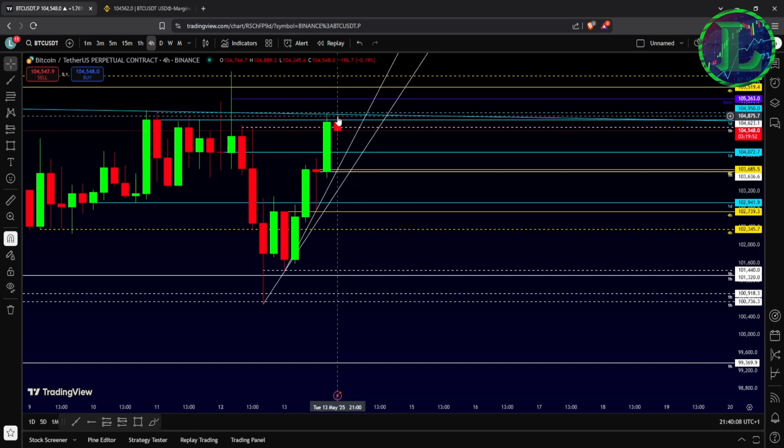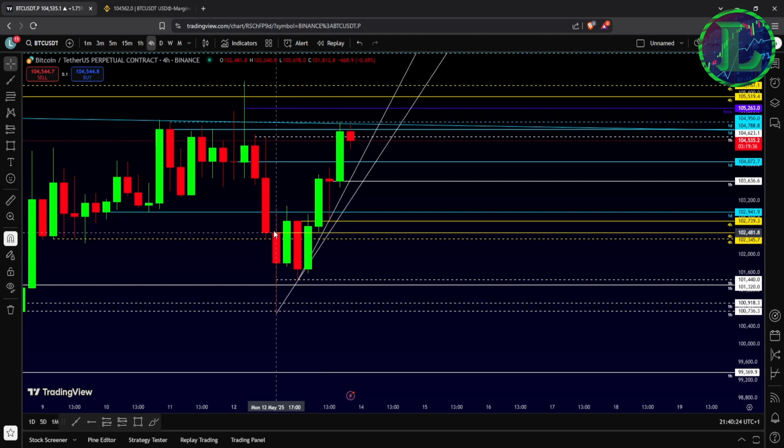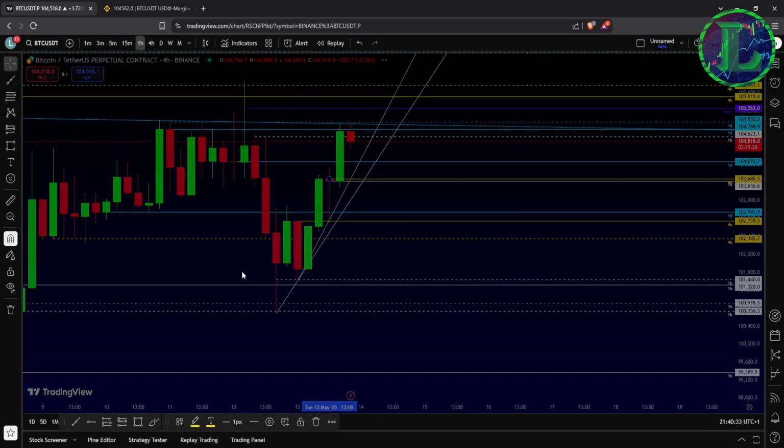So what I really want is this 4 hour to break down. If we break down this 4 hour, we are probably going to test the lows here or even lower. Okay, but first we need to break this 4 hour here, because that's the ladder. Okay guys, so we have this one here because it's the bigger candle. We did not test this, just the 1 hour probably.